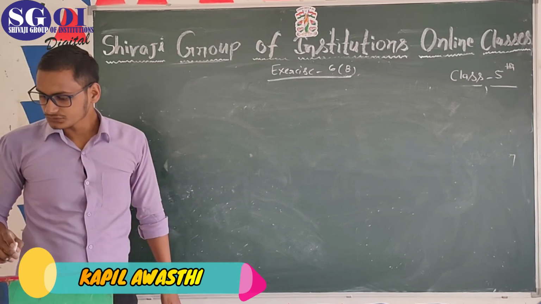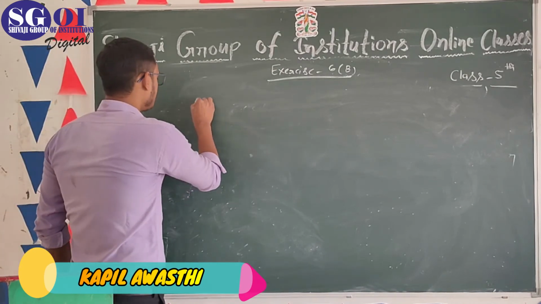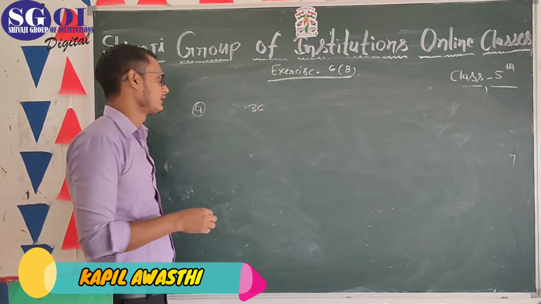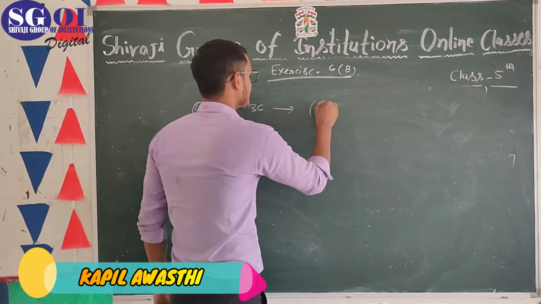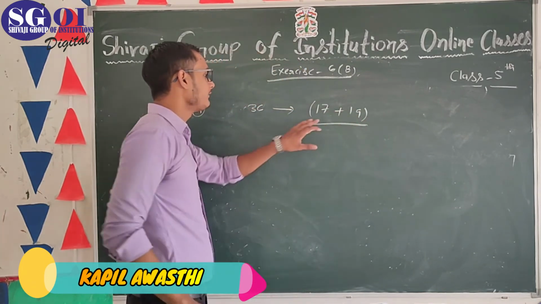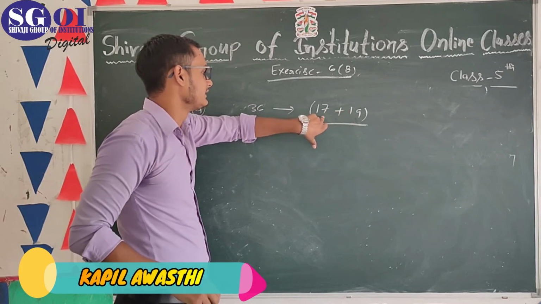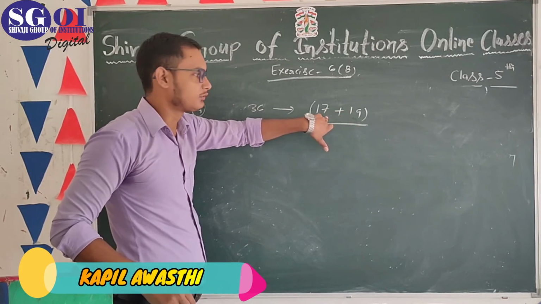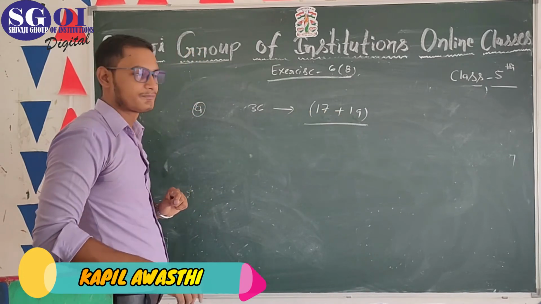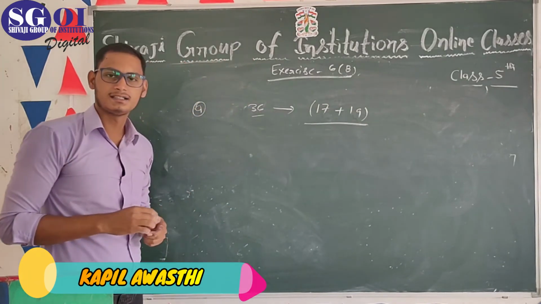Okay. Question number 9, part A. 36. 17 plus 19. This is a pair of twin primes because these are two prime numbers with a difference of 2. So these numbers are called twin prime numbers. And the addition of 17 plus 19 is equal to 36.